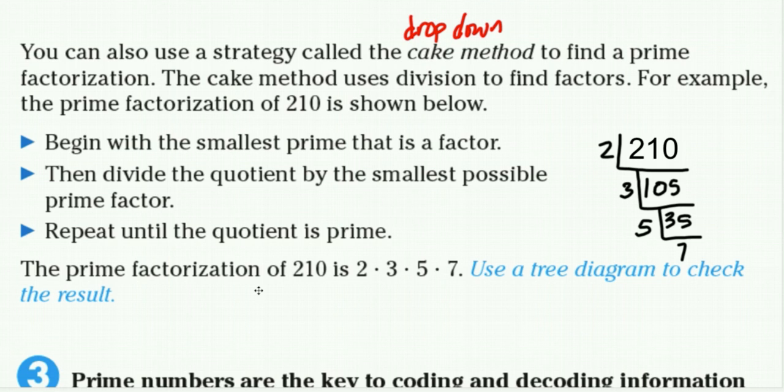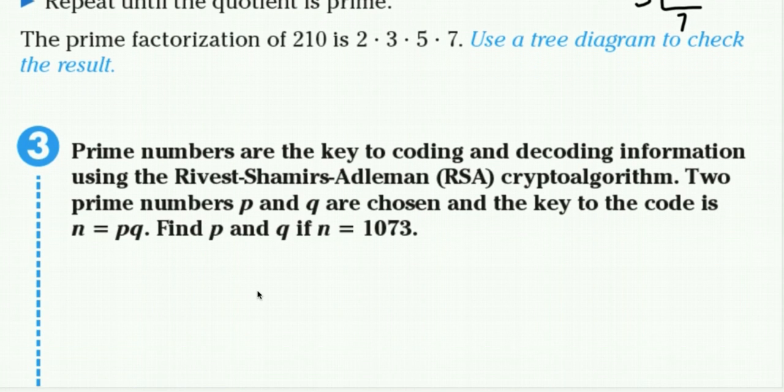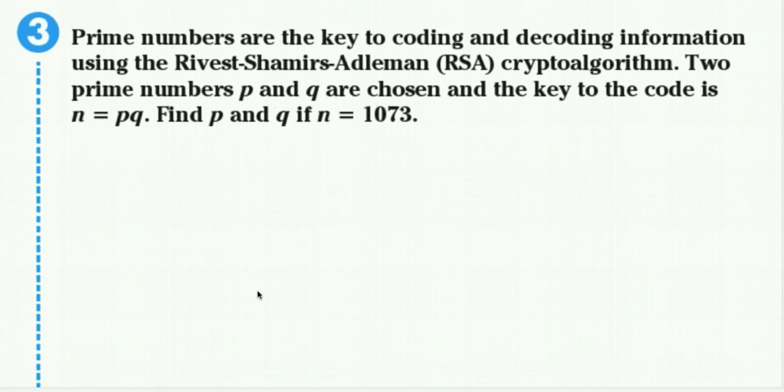Okay, 2 more examples. Prime numbers are the key to coding and decoding information using the Rivest-Shamir-Adleman crypto algorithm. Two prime numbers P and Q are chosen, and the key to the code is n equals PQ. Find P and Q if n equals 1073. Okay, let's do this problem.